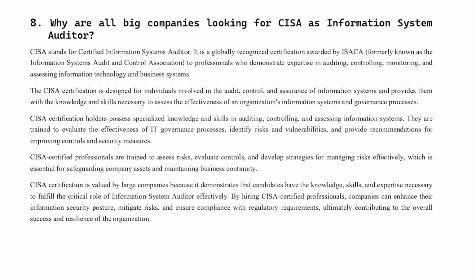CISA certification is valued by large companies because it demonstrates that candidates have the knowledge, skills, and expertise necessary to fulfill the critical role of information system auditor effectively. By hiring CISA-certified professionals, companies can enhance their information security posture, mitigate risks, and ensure compliance with regulatory requirements, ultimately contributing to the overall success and resilience of the organization.